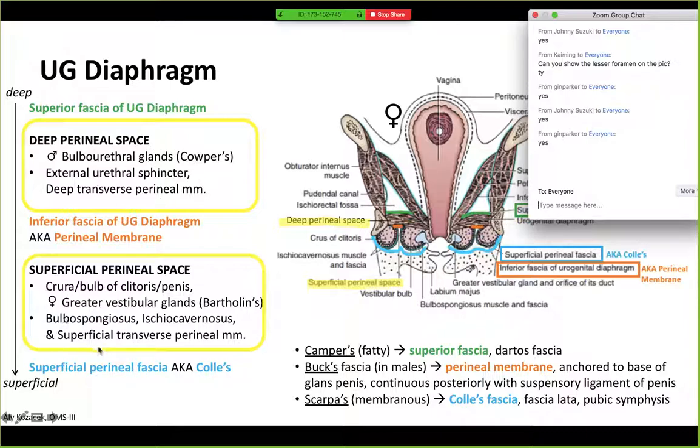And then another important point is to know the contents of each of these spaces. A question they like to ask is about these glands. So in the male, in the deep perineal space, you have the bulbourethral glands or Cowper's glands, and then in the superficial space, you have the greater vestibular glands.